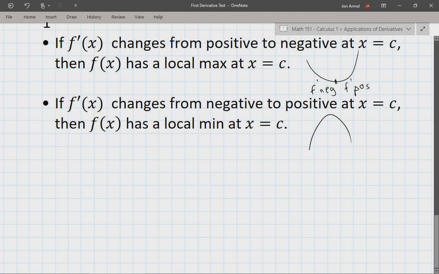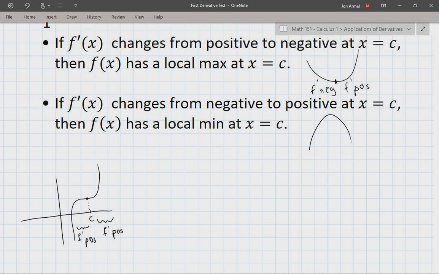So what if you have something like this? This, I guess, technically isn't part of the first derivative test. But what if I have a function, kind of like my old friend x cubed? My critical point is there. Well, on the left, f prime is positive because the function's increasing. And on the right, f prime is still positive because the function is still increasing. So the derivative just kind of bounces off the x-axis without changing from positive to negative.